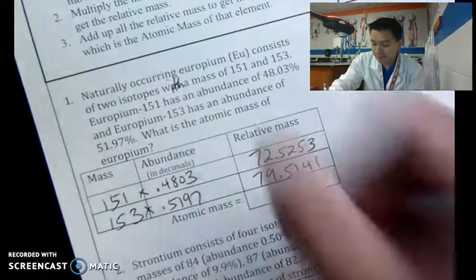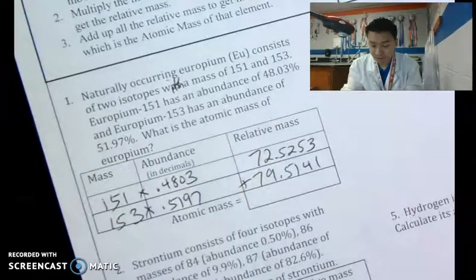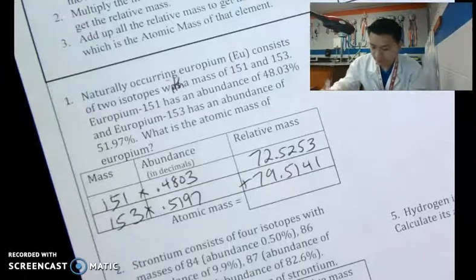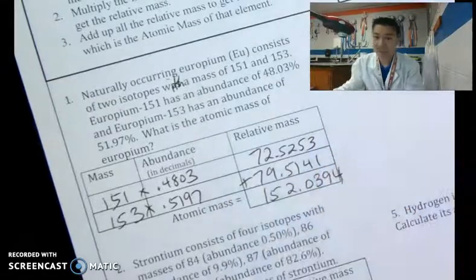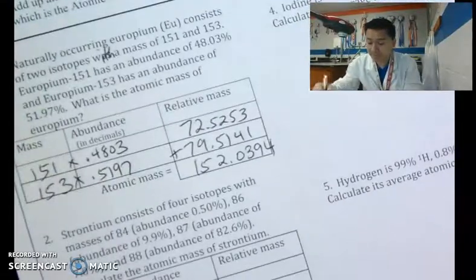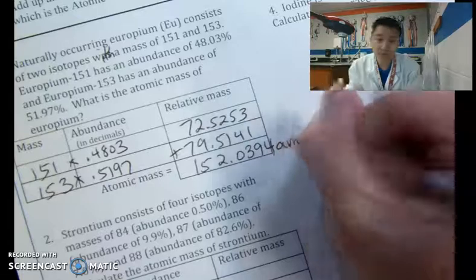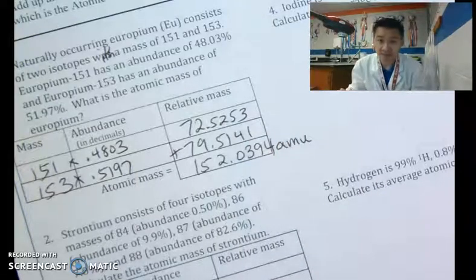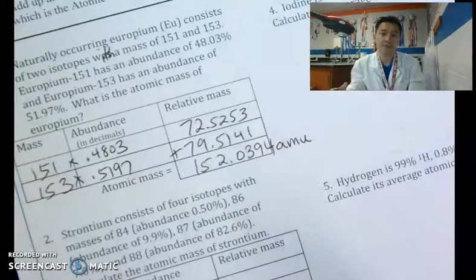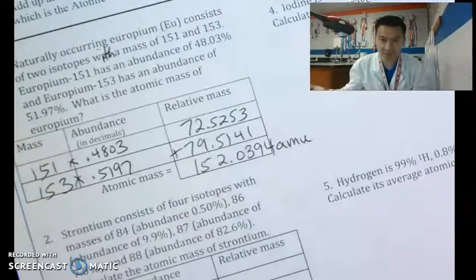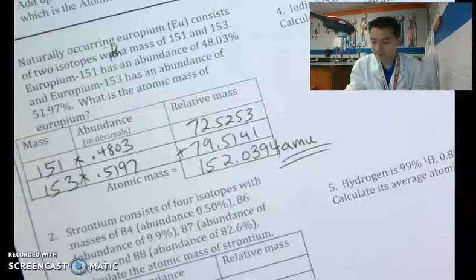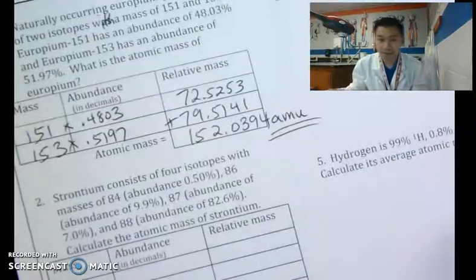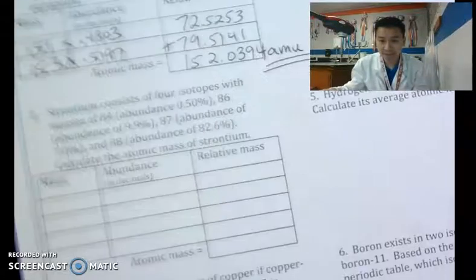Then the last step is to add them together. 72.5253 plus 79.5141 gives me 152.0394. And the unit for atomic mass is the atomic mass unit, AMU. Later on we'll talk about moles and we'll change it to grams, but for now, it's atomic mass units. You'll finish this paper and that's basically it.